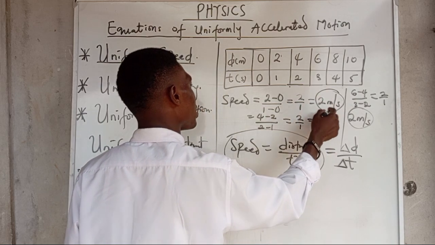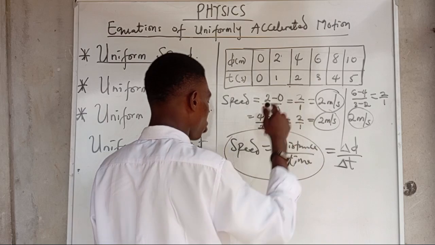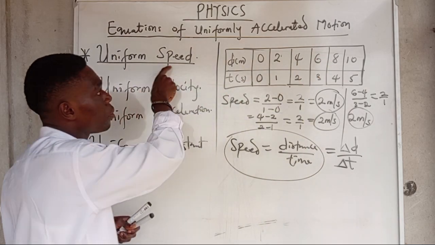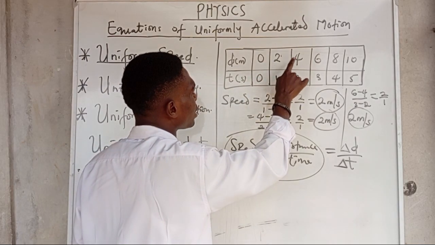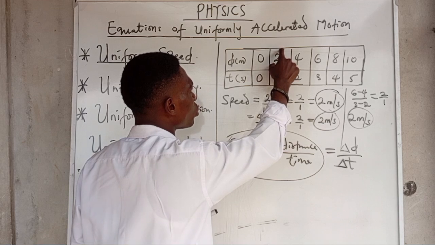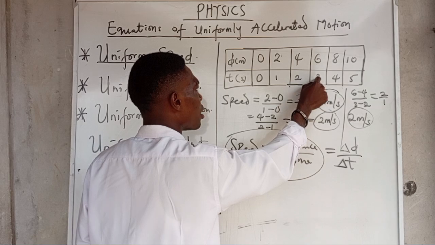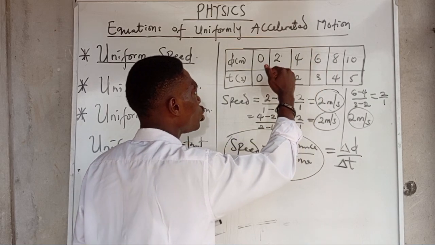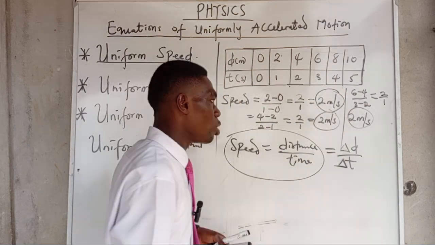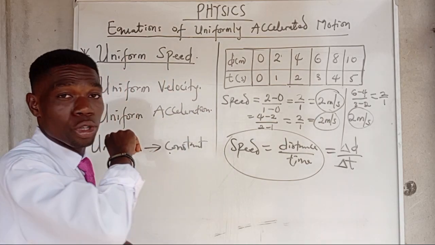So you can now see that since the speed is constant, is uniform, is not changing, the body whose distance and time are being recorded in this table is said to be undergoing uniform speed, because it covers equal distances in equal time intervals. Between 0 and 1, it covers 2 meters. Between 1 and 2, it covers another 2. Between 2 and 3, it covers another 2. So it's covering equal distances, 2, 2, in equal time intervals of 1 second. In each second it's covering 2 meters, and so that is what we call uniform speed.